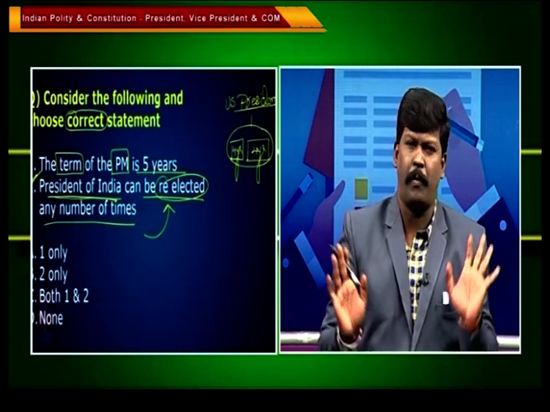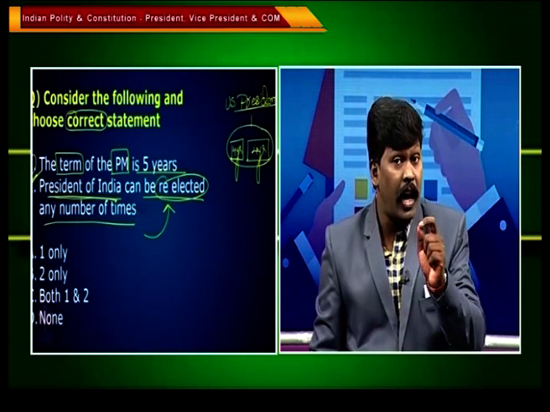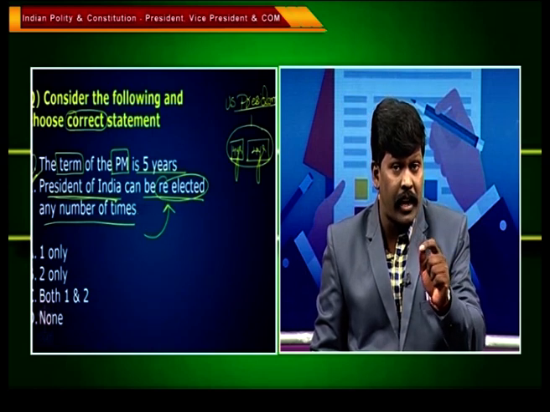The term of the US president is 4 years. The term of the Indian president is 5 years. And the president of India who is there for 5 years can be re-elected any number of times. No problem. Now look at the first statement: the term of the Prime Minister is 5 years.